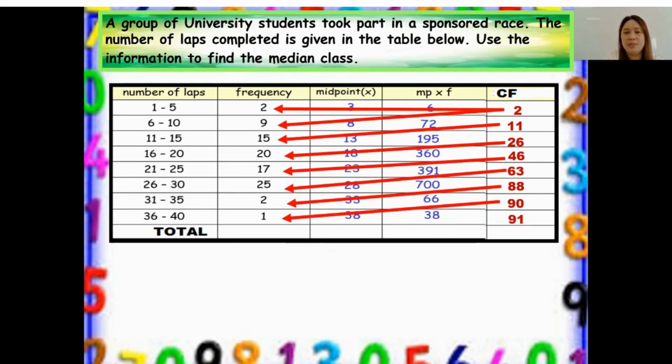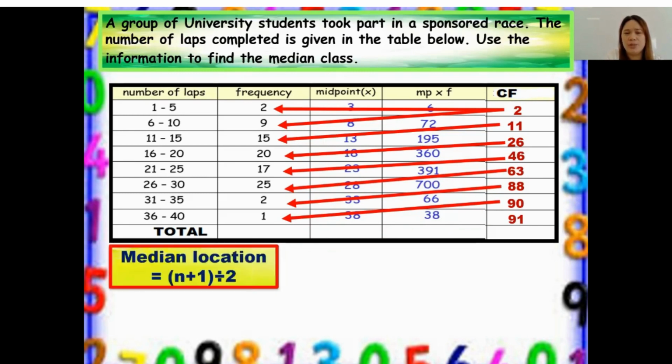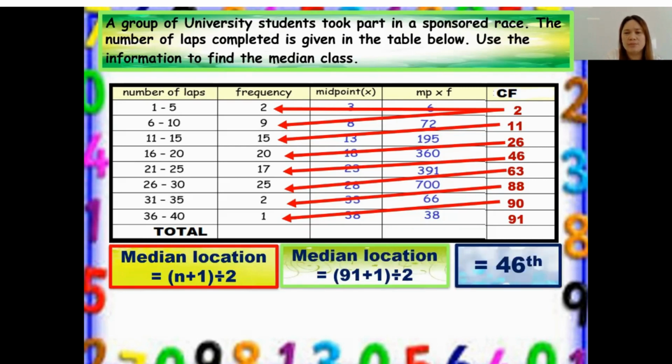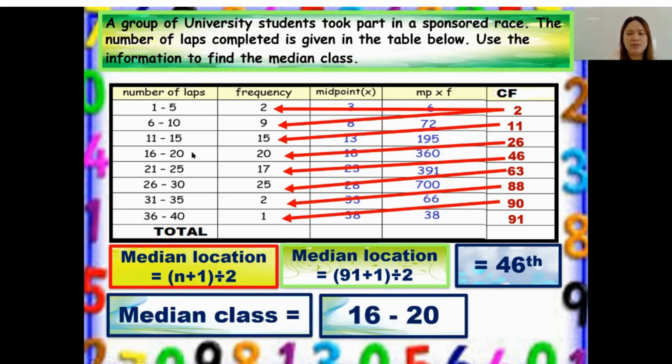So again, we need to find the median location. So n plus 1, 91 plus 1 is 92, divided by 2, that is the 46th position. So again, the shortcut is to look at the number next to it. But as you can see, there is exactly 46 in the cumulative frequency. So you don't need to look at the next number higher than 46 because 46 is already here. So we just simply look at what the median class is. It's 16 to 20. Okay.